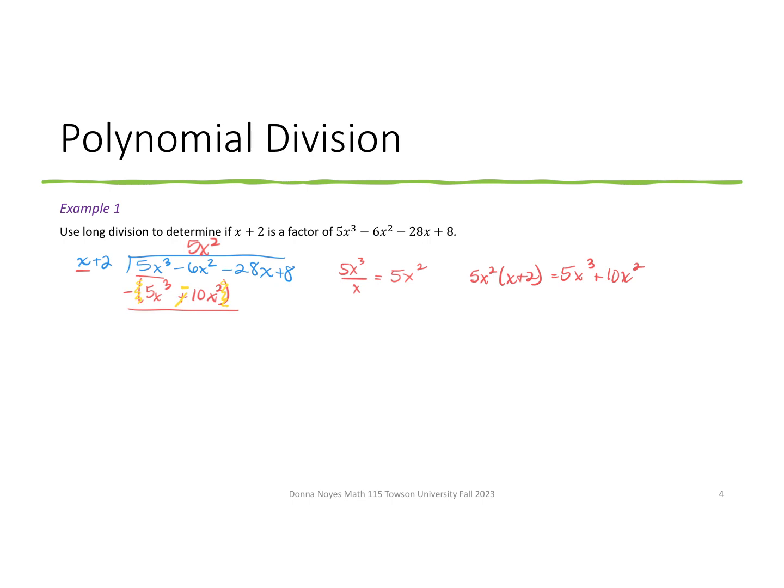And then we get 5x cubed minus 5x cubed is 0. Negative 6x squared minus 10x squared is going to give us negative 16x squared. And then we'll drop down the negative 28x.